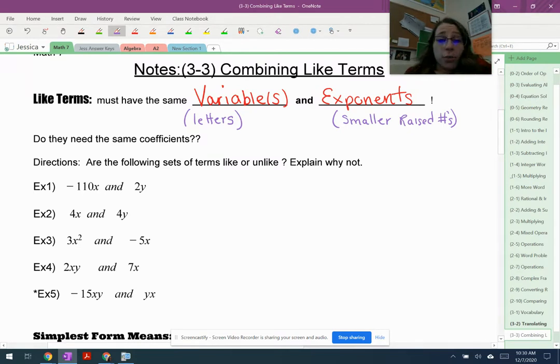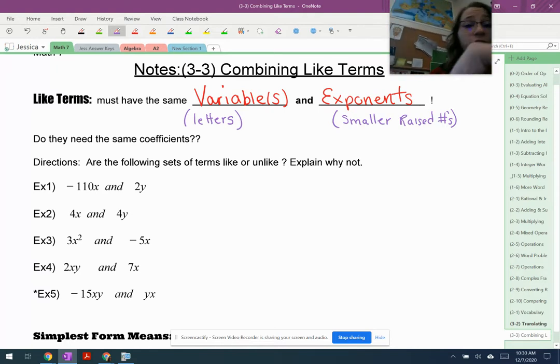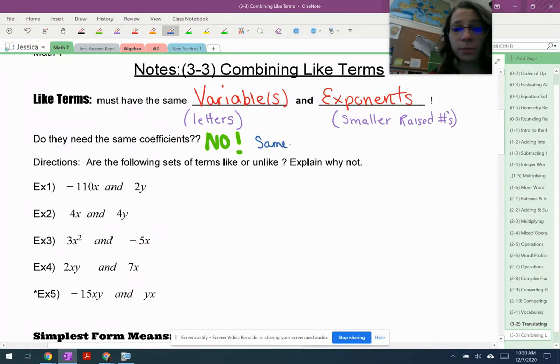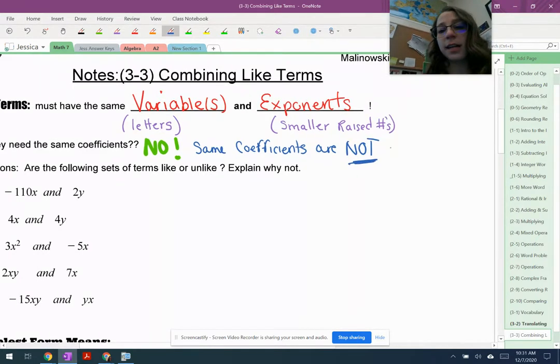When we're looking at like terms, do they need to have the same coefficients? Well, does the definition of like terms say anything about them having the same coefficients? No, it specifically says that they need to have the same variables and the same exponents. So they do not need to have the same coefficients. Same coefficients are not necessary.